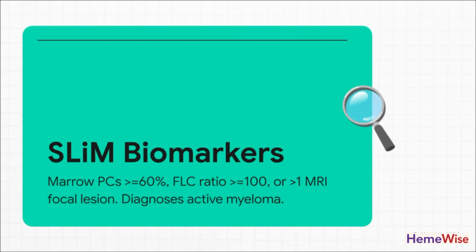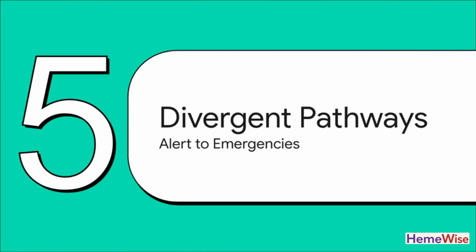And speaking of SLIM, these specific biomarkers are hyper-important. If a patient has 60% or more marrow plasma cells, an involved free light chain ratio over 100, or more than one focal lesion on an MRI, we don't wait around for their bones to break or their kidneys to fail. These markers allow us to diagnose and treat active myeloma based on biological inevitability, well before classical organ damage ever occurs. Section 5, divergent pathways and emergencies.